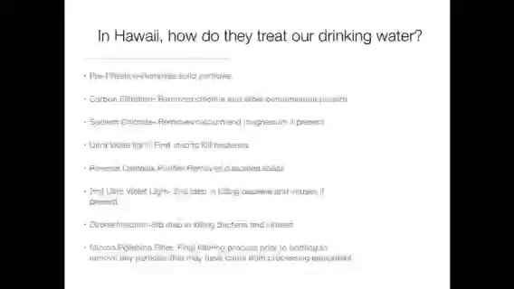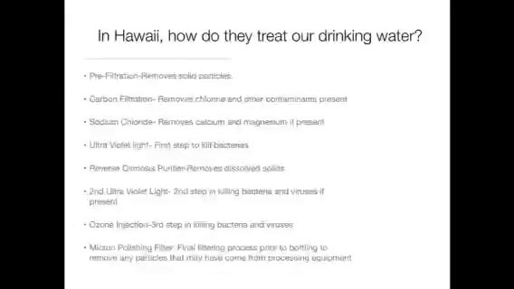In Hawaii, how do they treat our drinking water? In Hawaii, we have a lot of precipitation. This precipitation will pass through very pristine rainforests and then proceed to filter through thousands of feet of lava rock to create aquifers, which are our source of natural water.